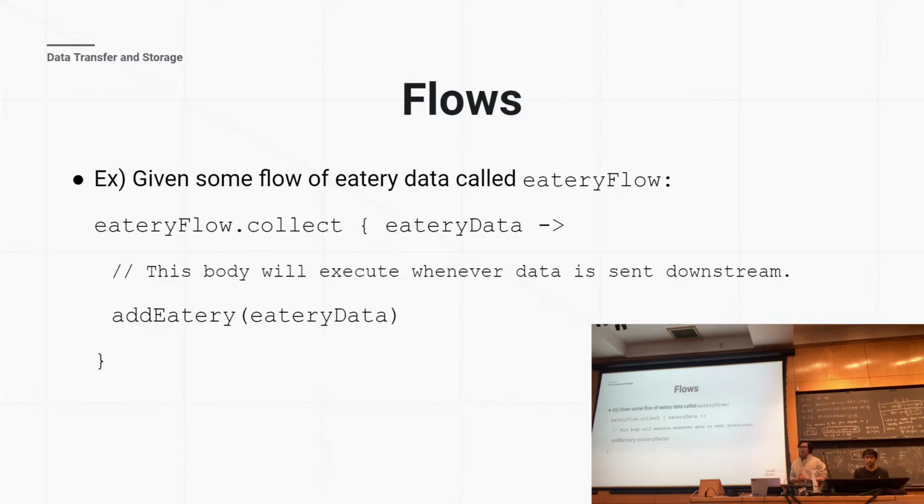And here is an example of a flow. So we have iterate flow, and we use this collect method, right? Here we collect the data from iterate flow, and whatever is within this body will execute whenever this data is sent downstream. So basically, you're waiting for data to be passed in, and once it is, the flow will pass it downstream, and whatever wants to catch this data will get it, and then execute accordingly using whatever it needs to do with this specific data.